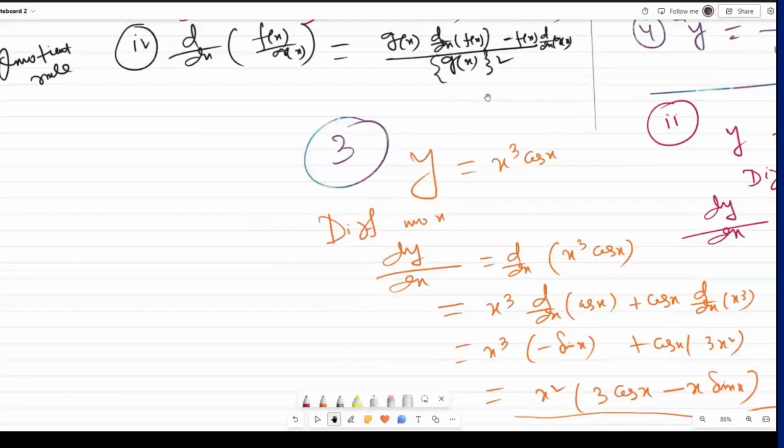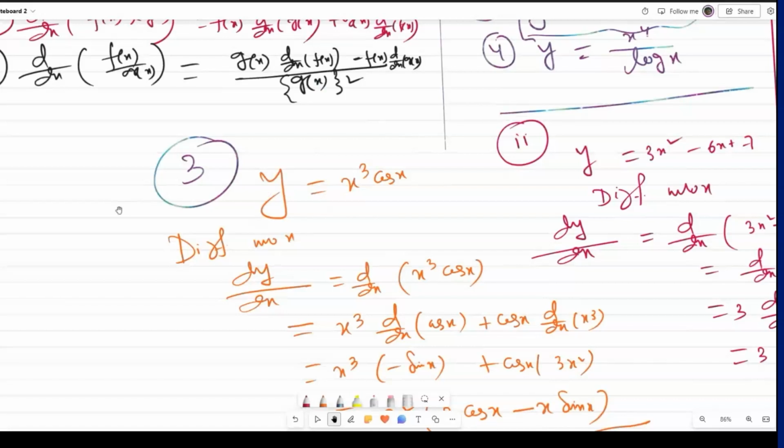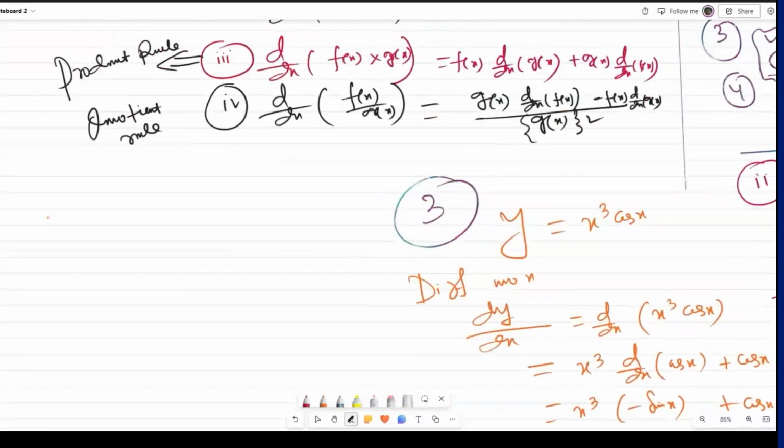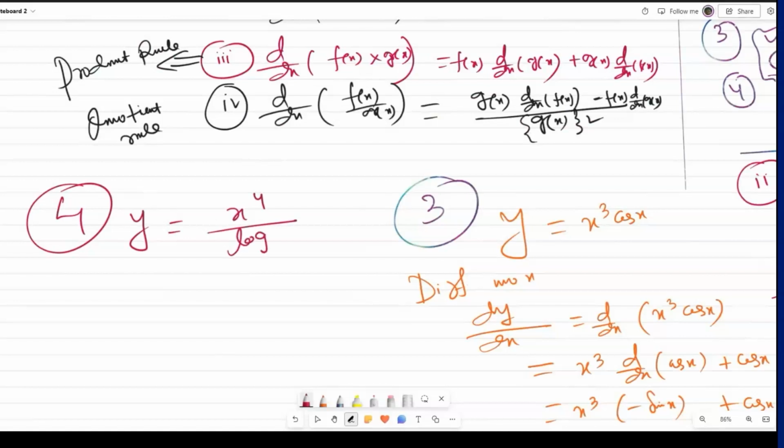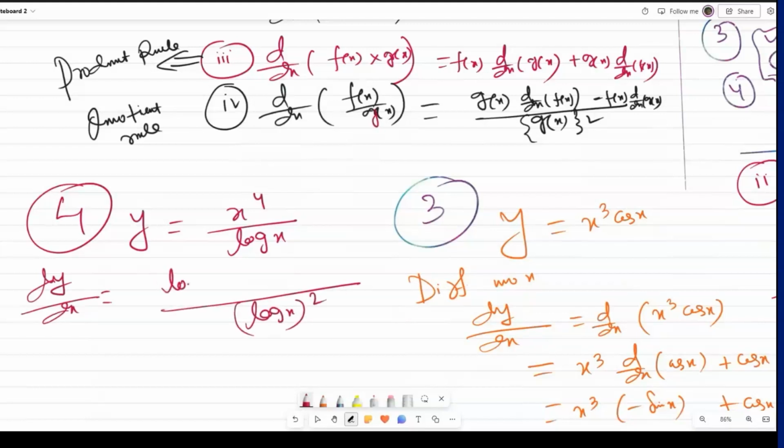Let us do this sum. I've given another one to you, that was x^4 by log x. You're going to do number 4. Y equals x^4 by log x. So the quotient rule states what? In the numerator, denominator into derivative of numerator minus numerator into derivative of denominator, all over denominator squared. So write again, differentiating with respect to x, log x whole square.